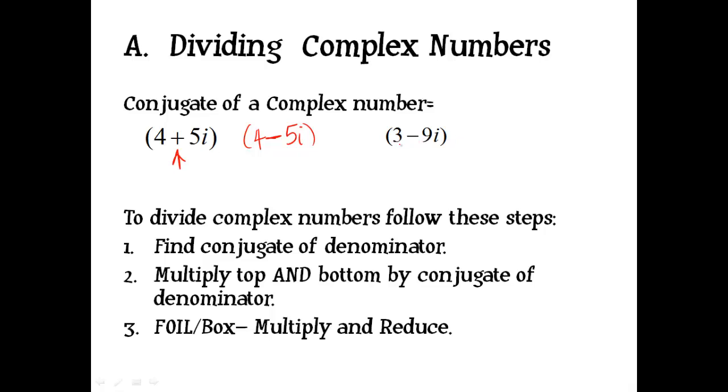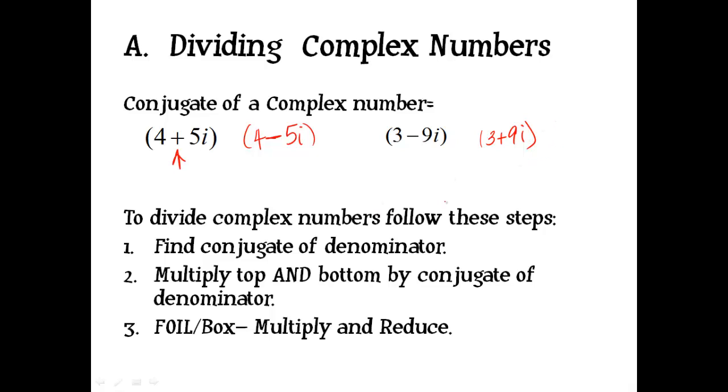So another example, if the original complex number was 3 minus 9i, the conjugate would be 3 plus 9i. And the reason we do that is to get rid of the imaginary parts, which when we FOIL it, that imaginary part will go away, which you'll see in the following examples.